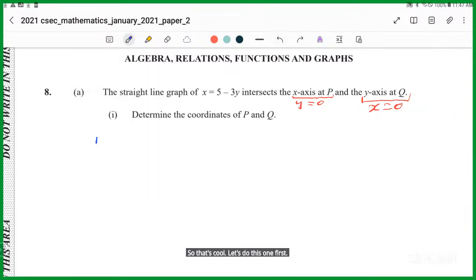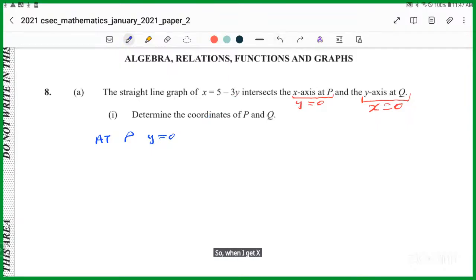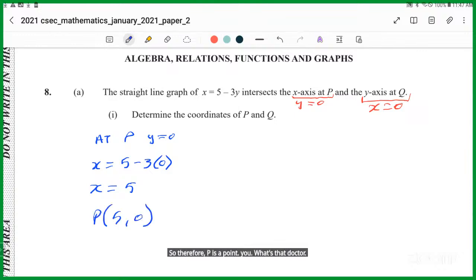So at P, on the x-axis, the y value is 0. So you're going to take this y value of 0 and plug it inside here. So you're going to get x equals 5 minus 3 times 0. 5 minus 3 times 0 is 0, so you're getting x equals 5. So it means that at P, the x is 5 and the y is 0. So therefore, P is the point 5, 0. Just like that.